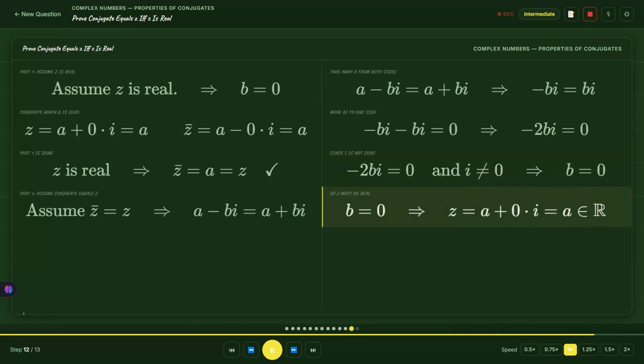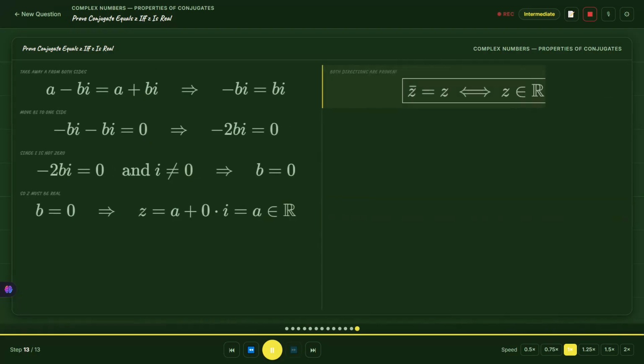If b is 0, then z is just the number a with no imaginary part. And a number with no imaginary part is a real number. So we have shown that z must be real. We did it. We proved both parts. Part 1 showed that real numbers have conjugates equal to themselves. Part 2 showed that if a conjugate equals itself, the number must be real. The proof is complete.